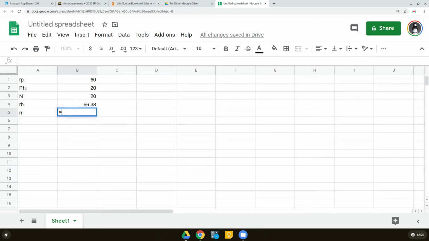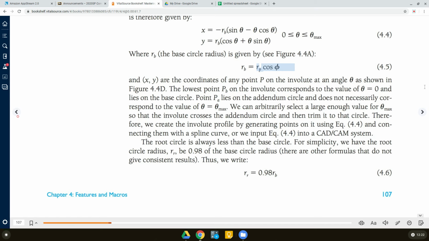So that would be 0.98 times base circle radius. So that's that. Once again, we can convert it to two decimal places. So we have now radii of three circles. Pitch circle radius is given to you, base circle you calculated, and root circle you calculated. Okay, so far so good.